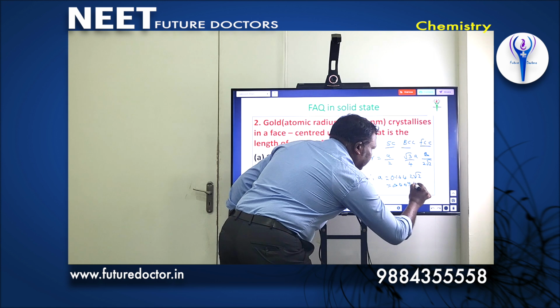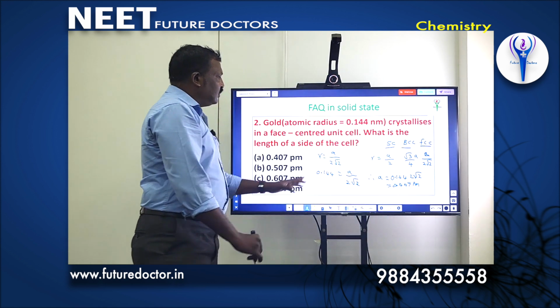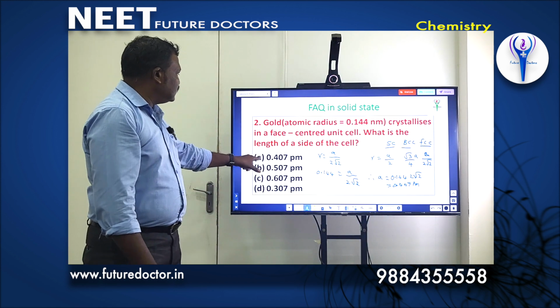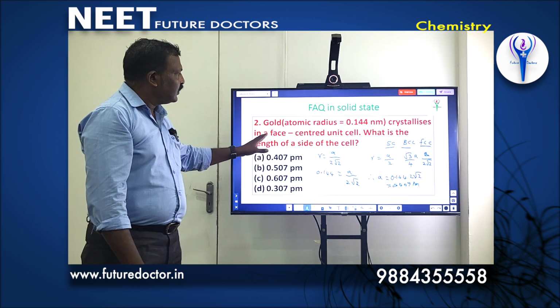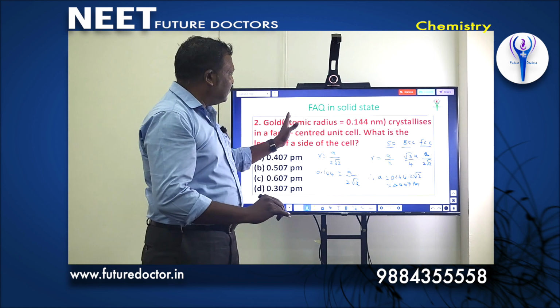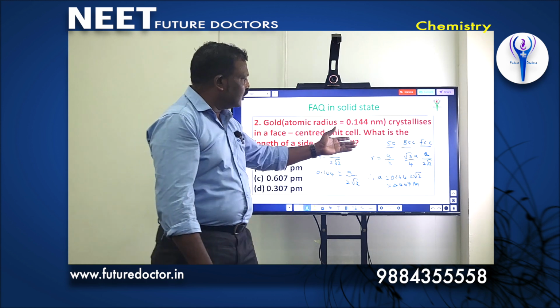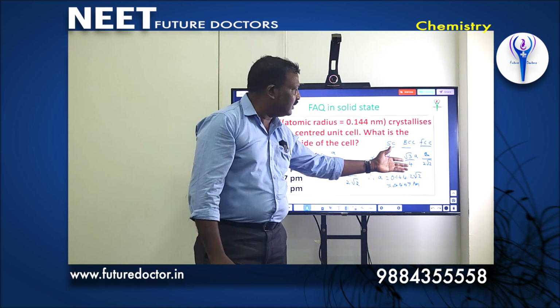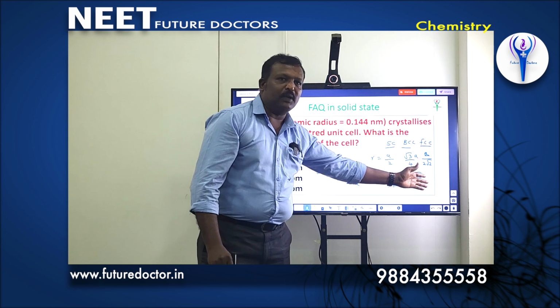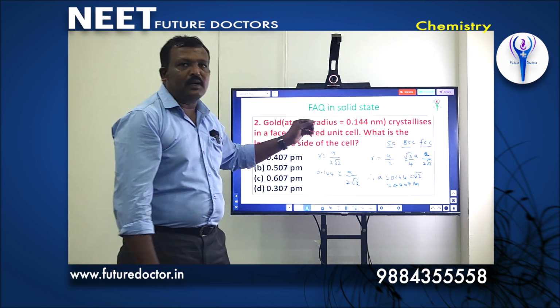0.407 picometer. Understood? So the answer is option A. Can you follow? First of all, you should know the formula. In each and every case there is a formula: simple cubic has a formula, BCC has a formula, FCC has a formula. If you know the formula, we can easily solve these sums.